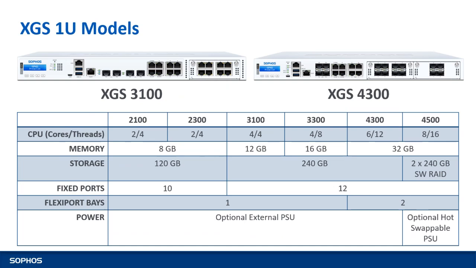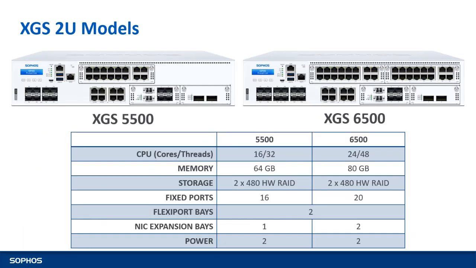Okay, all 1 unit devices have an optional external power supply that can be mounted on the back of the unit, so as not to take up additional rack space, except the XGS 4500, which has an additional hot swappable internal power supply. 1 unit devices also include 1 or 2 FlexiPort bays. This is important too.